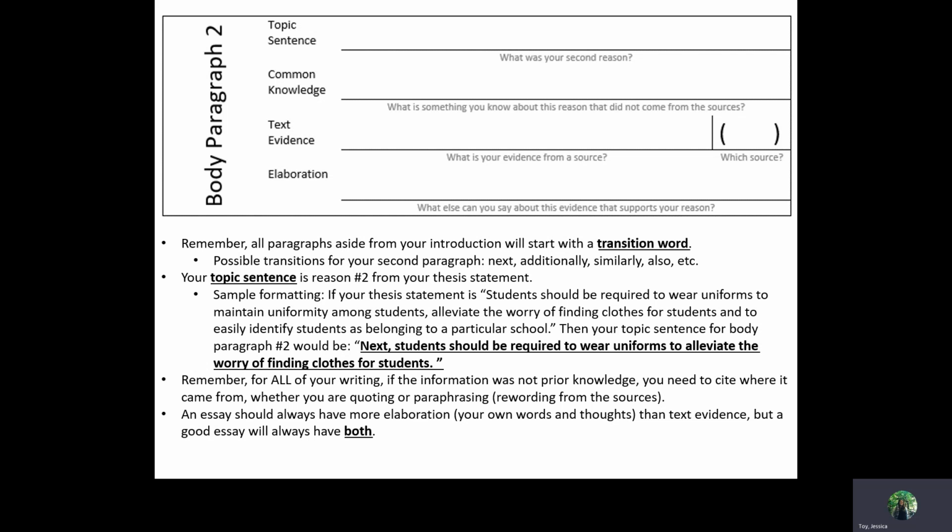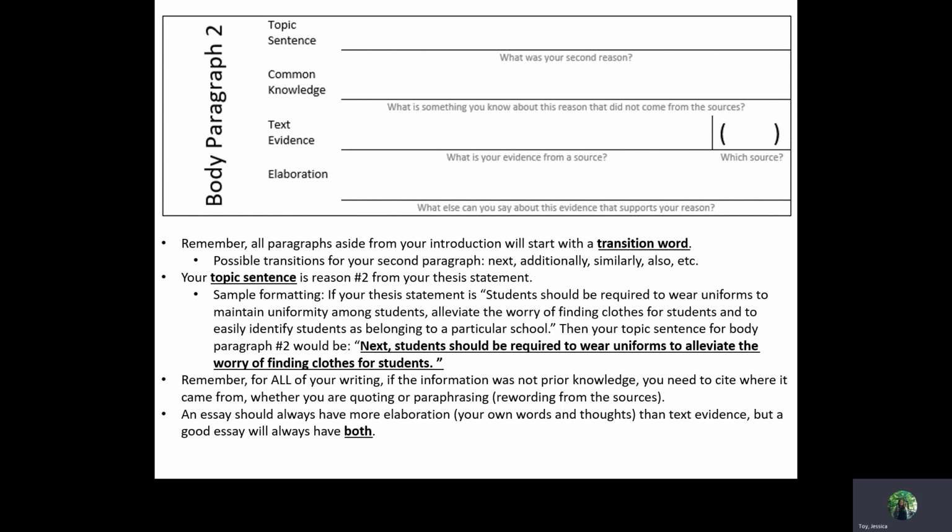Now, it's not going to make sense if you just write next, alleviate the worry of finding clothes for students. So you want to have your claim and then your second reason. So your topic sentence, which is your first sentence in body paragraph number 2, would be, next, students should be required to wear uniforms to alleviate the worry of finding clothes for students.